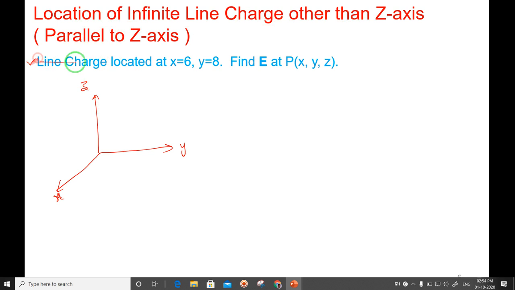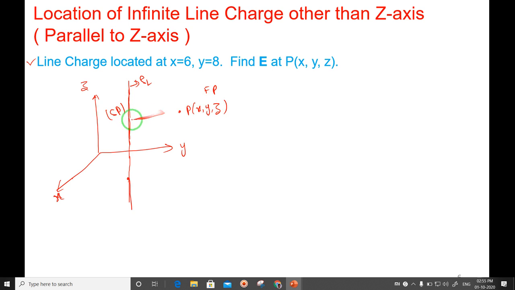Then we will locate the line charge at x equal to 6 and y equal to 8. X equal to 6, somewhere it will come here, and y equal to 8, somewhere here. So this point will come here, right? X is 6 and y is 8. So we place the line charge here, which is parallel to the z-axis. Yes, this is the line charge we are placing. The line charge density is rho L, right? Then we want to find the electric field intensity at point P of x, y, z. We take some point P here, anywhere, whose coordinates are x, y, z. So this is the field point and this is the source point which is generating the field.